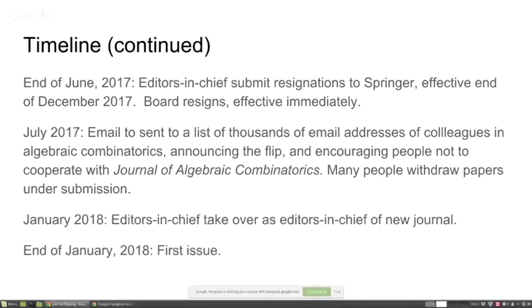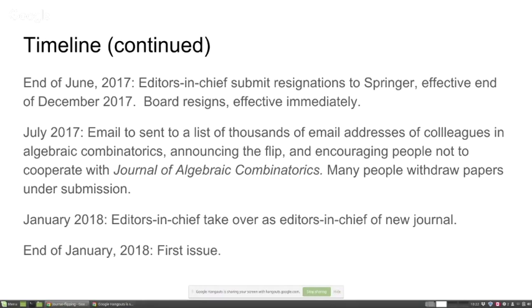But we were stuck for those remaining 6 months, continuing to fulfill our contractual obligations. In July, an email was sent out by the interim editors-in-chief to a list of email addresses of colleagues in the discipline announcing the flip and encouraging people not to cooperate with the Journal of Algebraic Combinatorics. So people withdrew their papers. Not everyone, but many people did. Many were contacted and asked to serve on the editorial board, or were asked to become editors-in-chief. Many people declined. Some people did not decline.